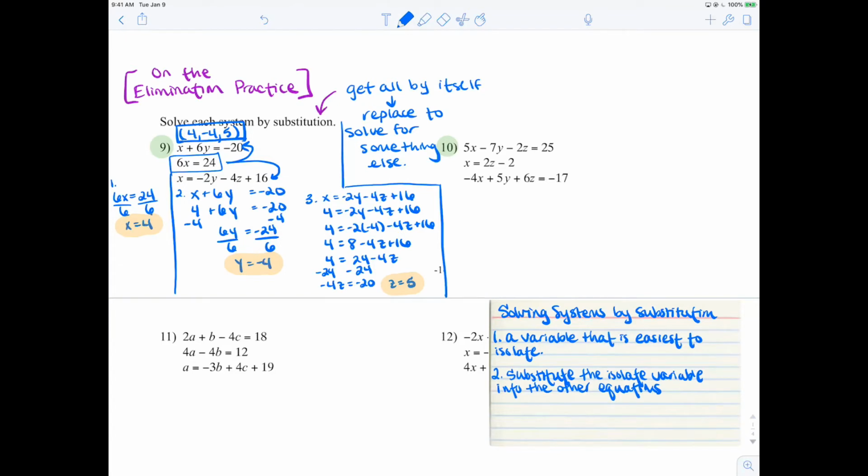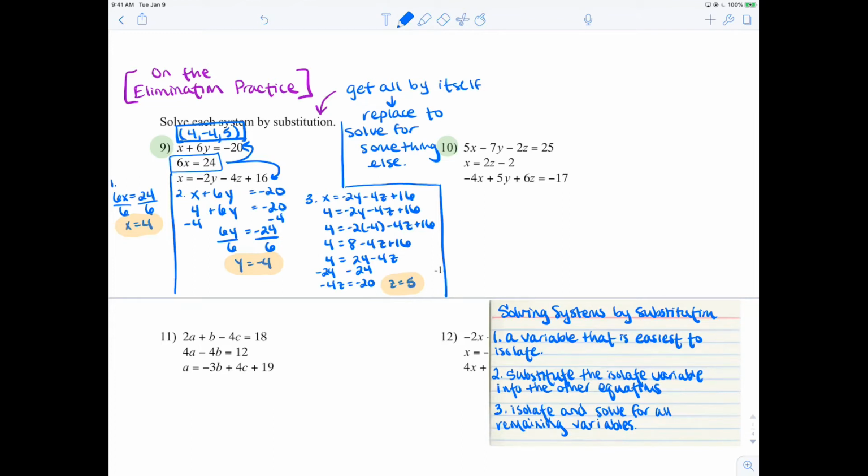So let's do that again in number 10. The last step here would be to isolate and solve for all remaining variables. And I'm going to model that in another problem that's a little bit more challenging in number 10.